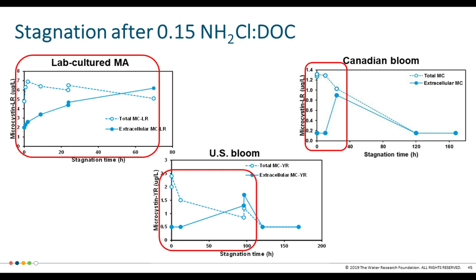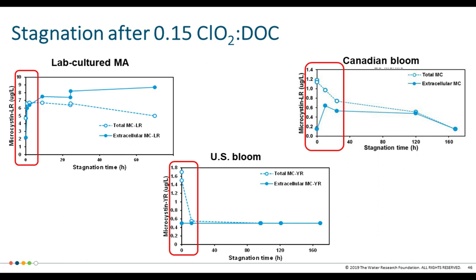When it came to monochloramine, we also saw release once again. And so with the lab cultured, we saw release 12 up to 24 hours. In the US bloom, we saw release at 100 hours, so it could be quite prolonged where those cells had been damaged but just sitting. And in the Canadian bloom, we also saw release at 24 hours. So once again, that monochloramine was able to damage the cells and release the cyanotoxins.